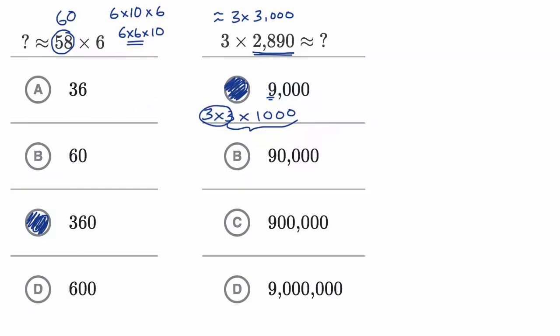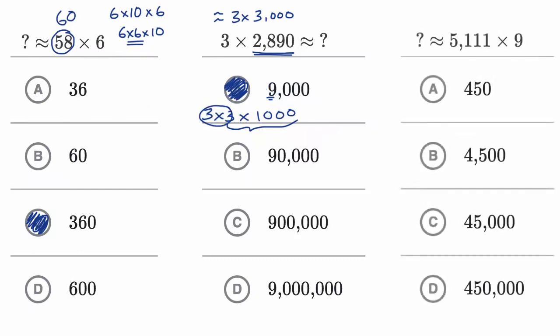Let's do one more example. This is going to involve fairly large numbers. So if you had to estimate 5,111 times 9, which of these would you pick? Pause the video and answer that.